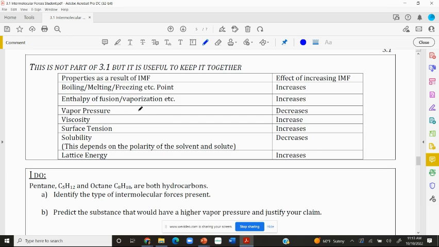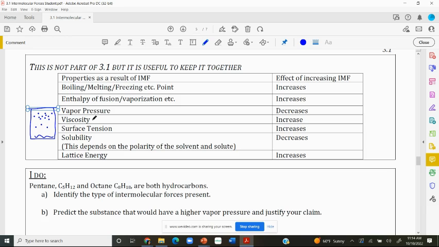Vapor pressure. We've talked about vapor pressure before. If you have a sealed container and you have a liquid in there, some of that liquid will change to gas, and then there's a constant exchange between these. The lower your IMFs, the more liquid will be found in the gas phase, thus causing more pressure on that container.